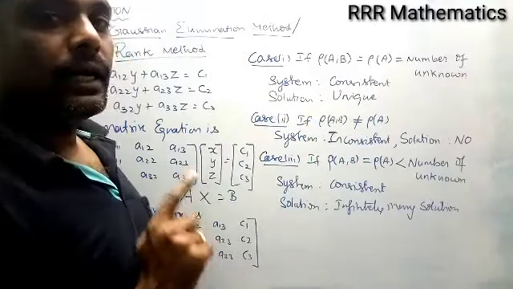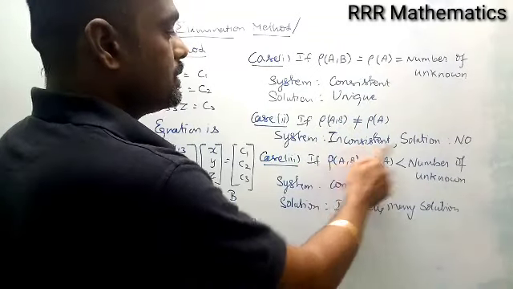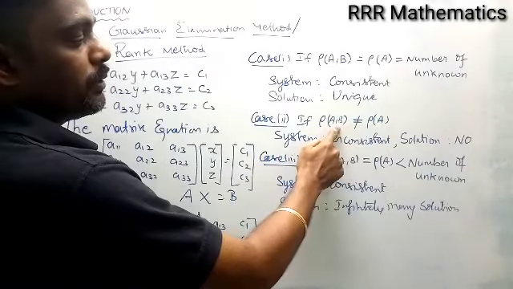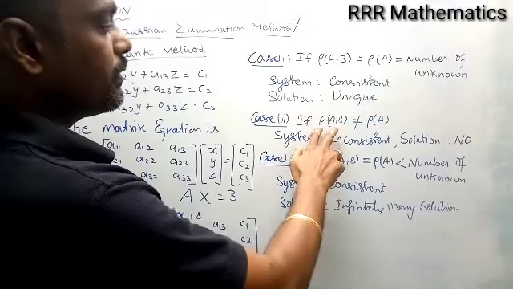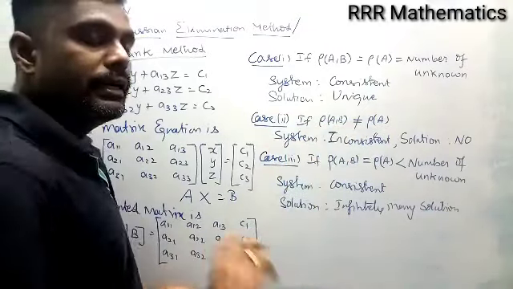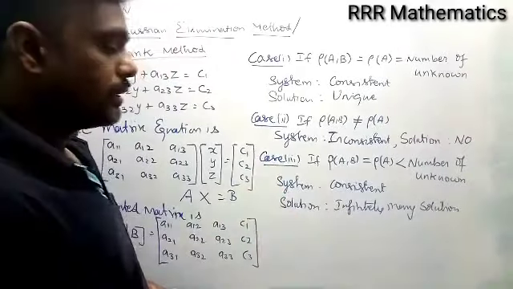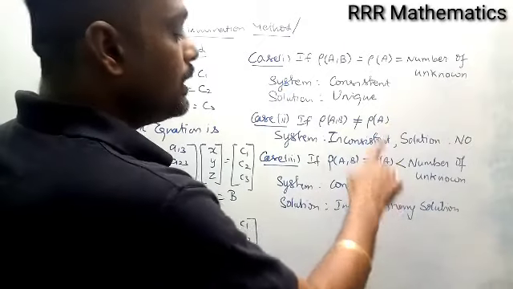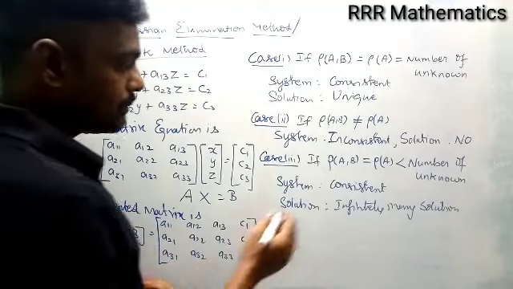Second case, rank of (A, B) and rank of A are not equal. System inconsistent, no solution. In this case, it may be 3 and 2, 3 and 1, or 2 and 1. I mean the rank of (A, B) and rank of A are different, not equal: system inconsistent, no solution. Case 3. Rank of (A, B) and rank of A are equal, but less than the number of unknowns. In this case, we have two possibilities.